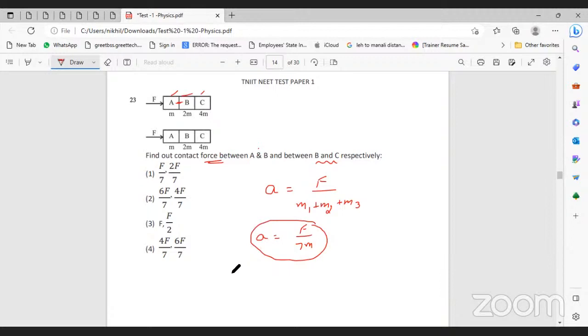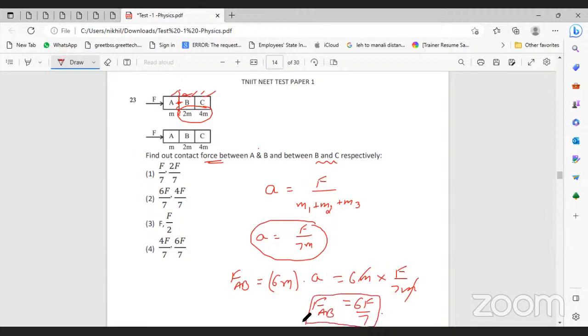Now you have to find the force between A and B. Let us say F1 is the force between AB, or FAB I will take. So FAB will be equal to mass into acceleration, right? Between A and B, what mass is going to act? That is the concept. Between A and B, the force is acting on this contact. So what is the total mass? 2m plus 4m, it is 6m. So 6m into acceleration F by 7m. M and M will get cancelled out. It will be 6F divided by 7. That is the contact force between A and B.